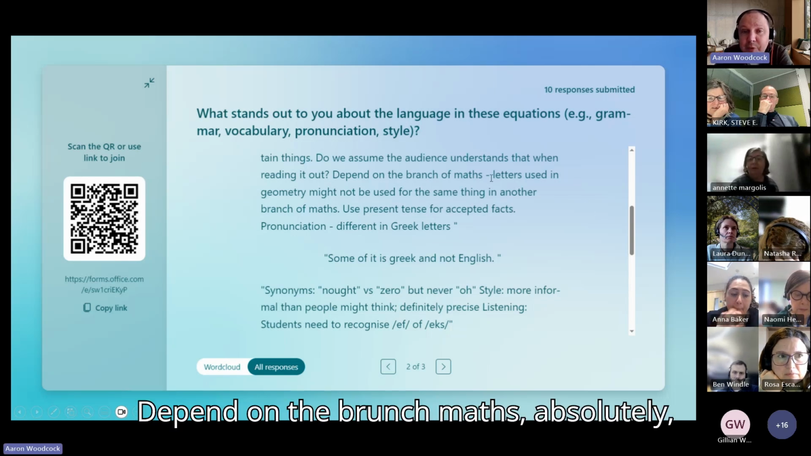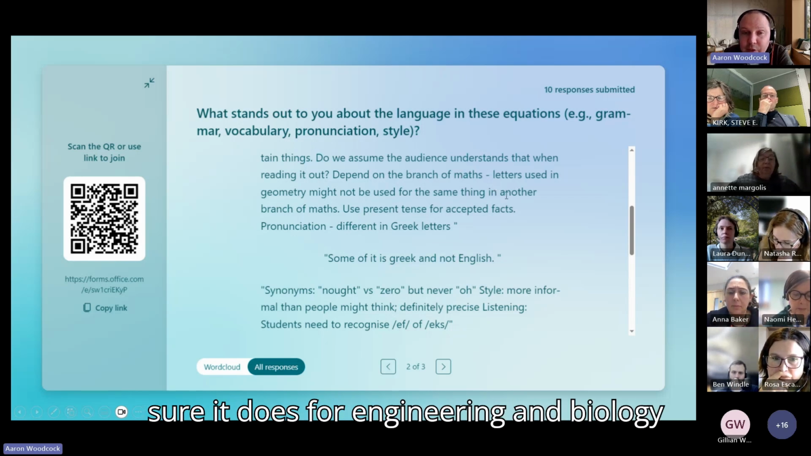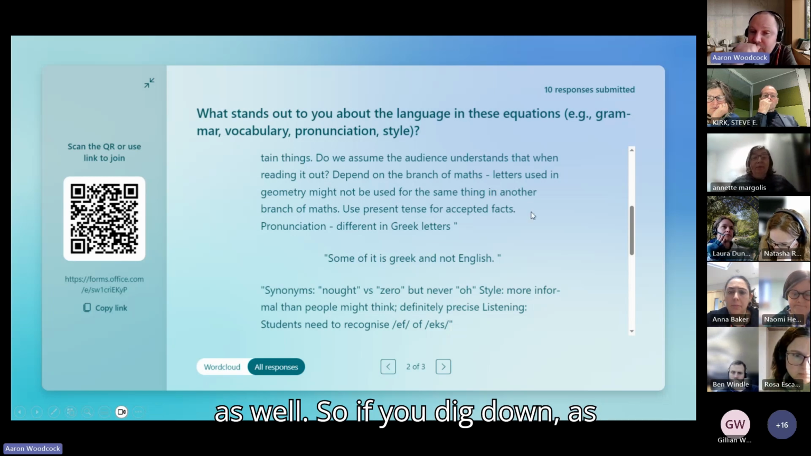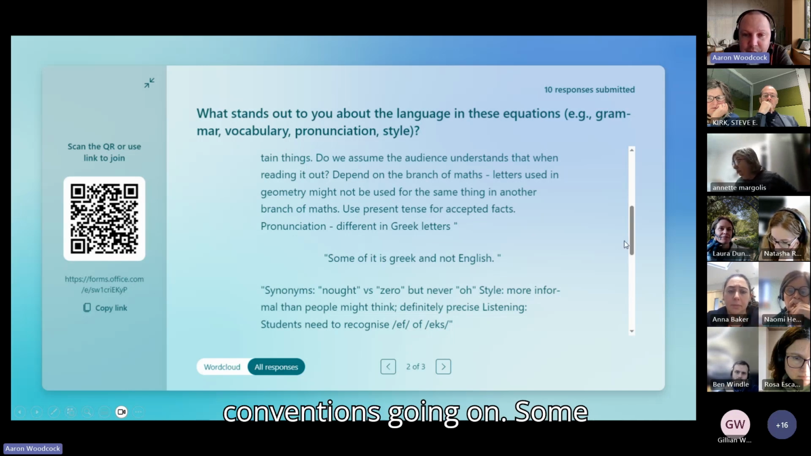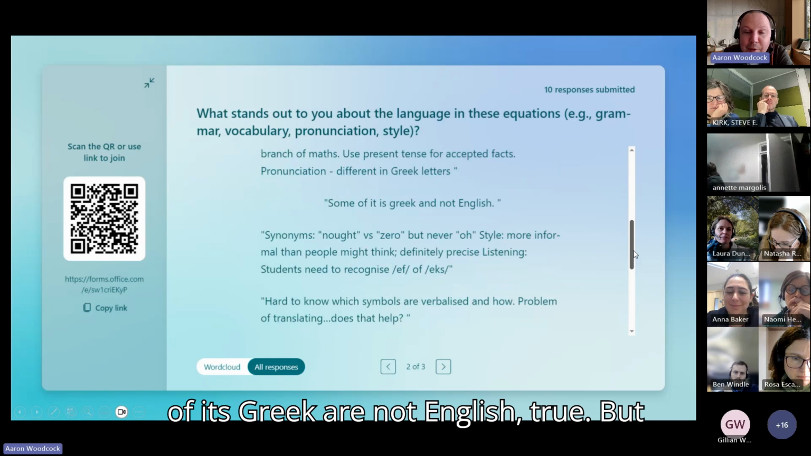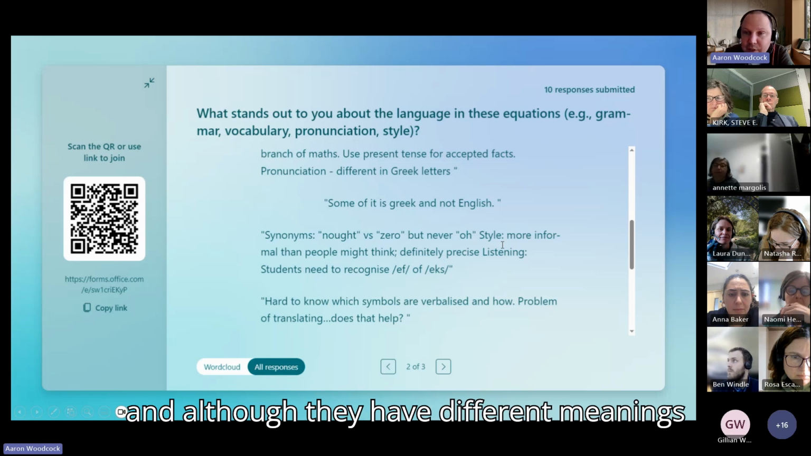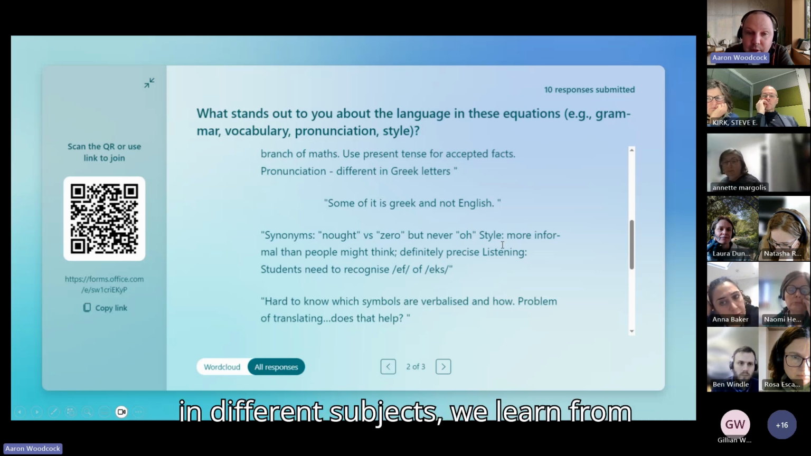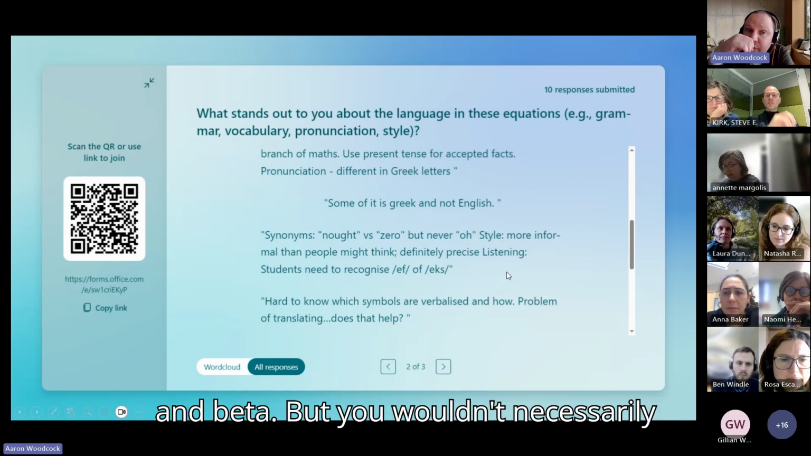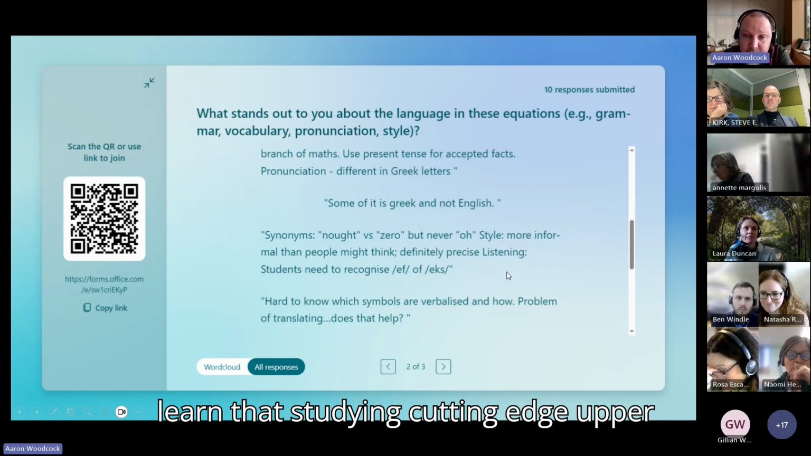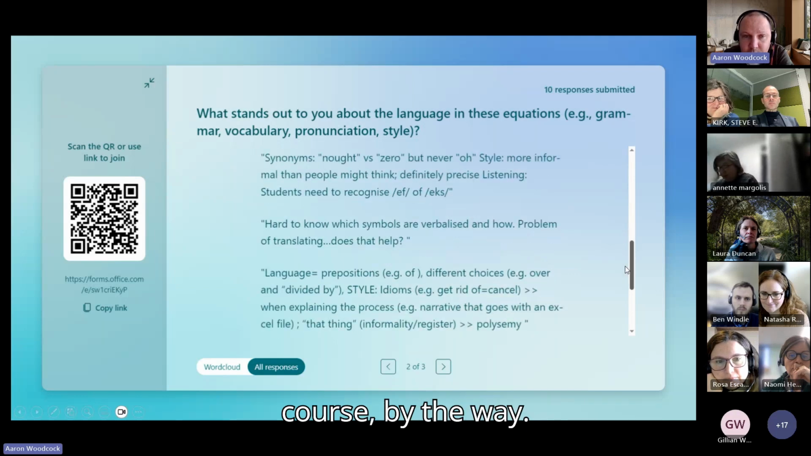Depends on the branch of maths, absolutely. And the same goes for chemistry, and I'm sure it does for engineering and biology as well. So if you dig down, as Tasha knows very well, you get different conventions going on. Some of it's Greek or not English, true, but it's worth covering the basic Greek letters because they come up everywhere. And although they have different meanings in different subjects, we learn from school about pi and sigma and alpha and beta, but you wouldn't necessarily learn that studying Cutting Edge Upper Intermediate. Okay, that's a reference to a general English course, by the way.